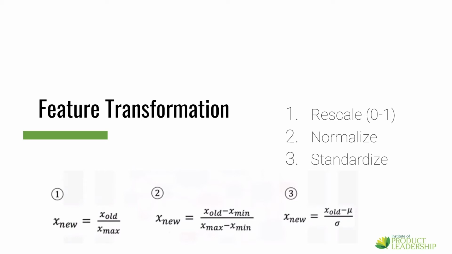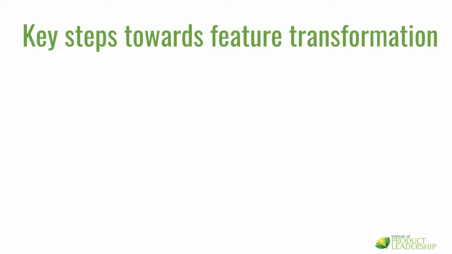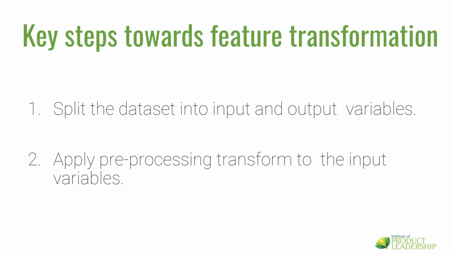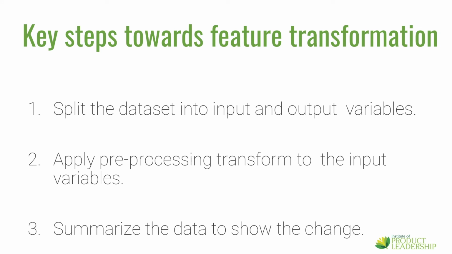Three commonly used feature transformations are illustrated as rescaling, normalizing, and standardizing. Let's understand each of these step by step in Jupyter Notebook. Before we move forward to this topic, note that there are three steps towards the feature transformation. First, you need to split the dataset into input variables, or what we usually call the feature matrix or attribute set, and output variable, that is y. Since it is supervised learning, you will always have an output variable or dependent variable. Second, apply the data transform techniques on the feature matrix, that is the attribute set. Third, summarize the data to show the change. Better if it is summarized visually as well.